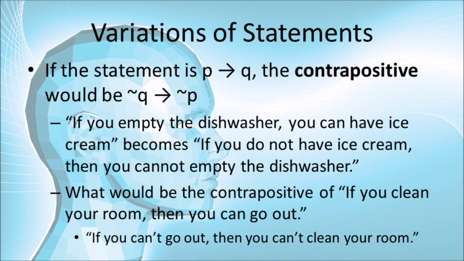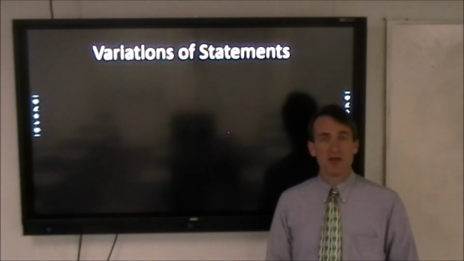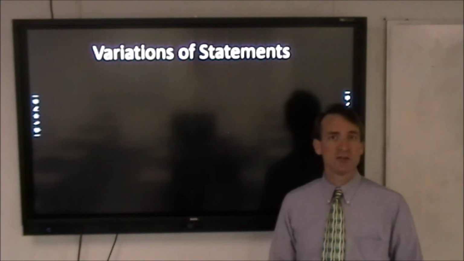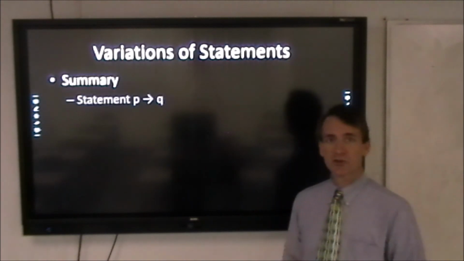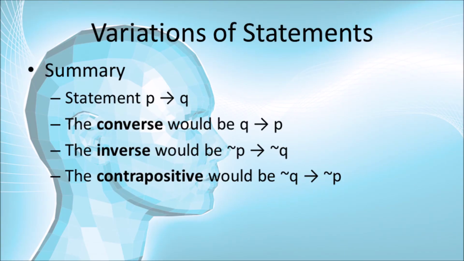So just as a quick summary, as a review of what we covered today, we learned three variations of a conditional statement. The first variation was called the converse. So if our original statement is if P then Q, the converse switches the two around and says if Q then P. The inverse statement is going to take the original and negate both. So if P then Q becomes if not P, then not Q. And then we have the contrapositive statement, which switches the two, the antecedent and the consequent, around, and it also negates both pieces, so it becomes if not Q, then not P.